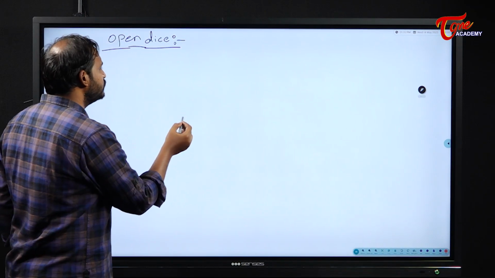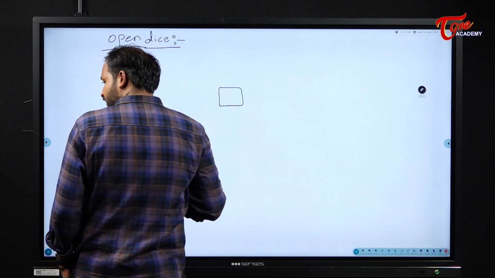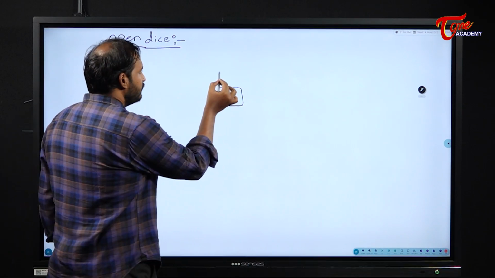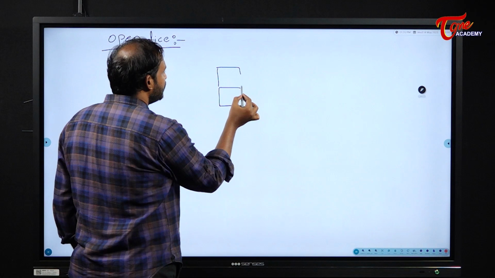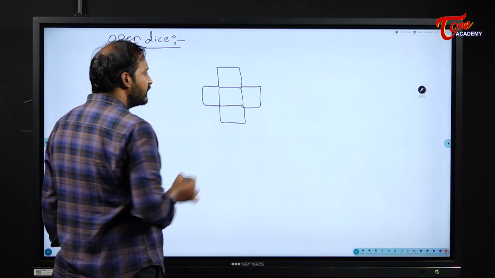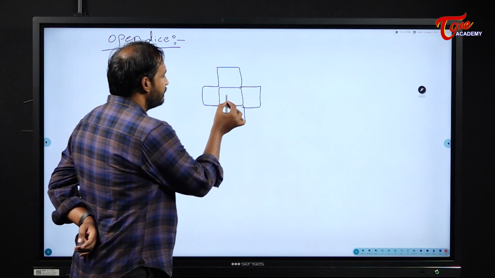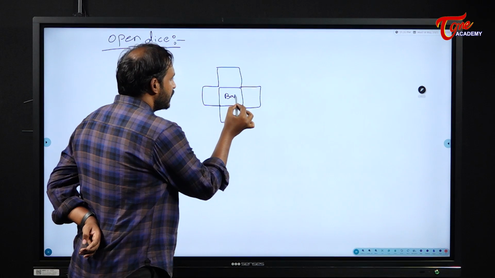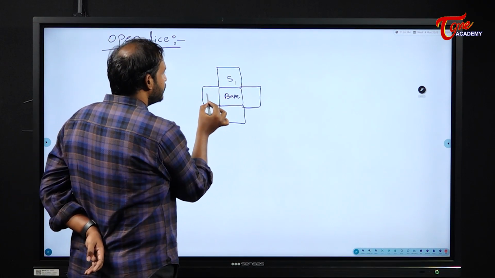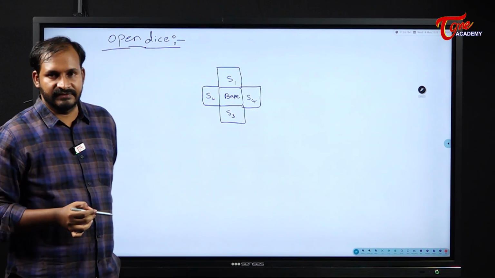Now see here, students, usually open dice means what? We will simply open the dice. We will open the 6 faces of the dice like this. Now see here, students, what happened here? Assume this is the base, and these are the sides. Base and 4 sides for us.